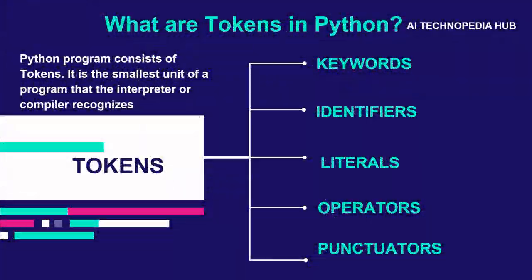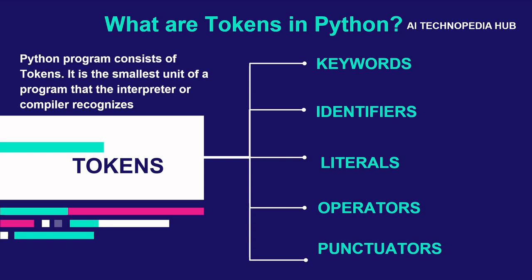In Python, a token is the smallest unit of a program that the Python interpreter can understand. Think of it like an alphabet of the Python language. Every time you write a Python program, you're basically combining different tokens to create meaningful instructions. Now, there are five main types of tokens in Python, and we are going to explore each one in detail.